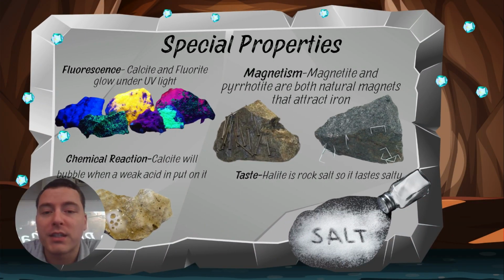And then we can use some special properties. For fluorescence, calcite and fluorite will glow under UV light. Some minerals like magnetite are magnetic. Obviously, halite, which is rock salt, tastes salty. And some minerals have a chemical reaction where you can put a weak acid on it and the mineral will bubble up.